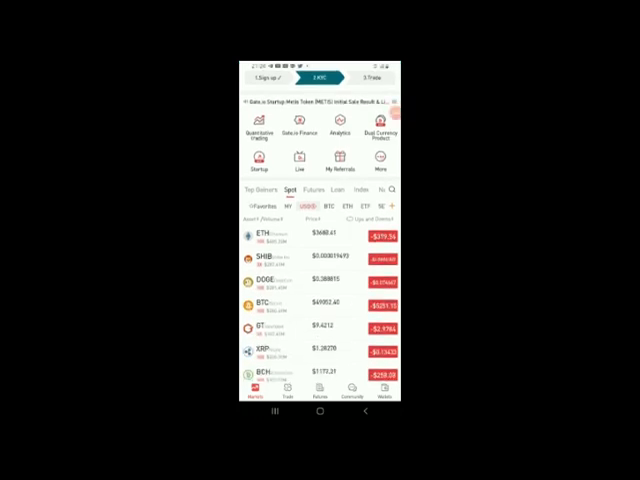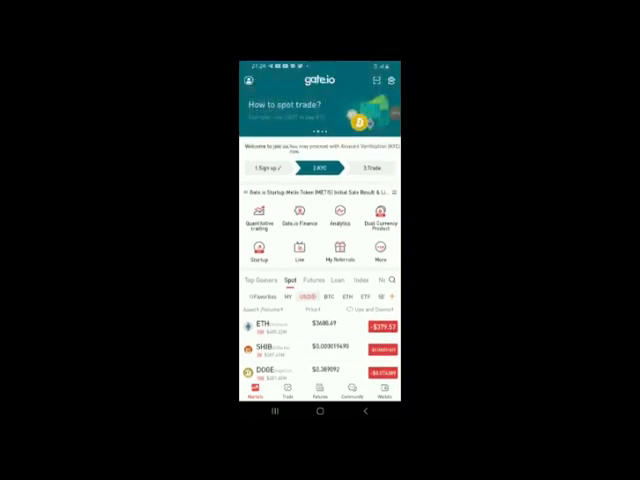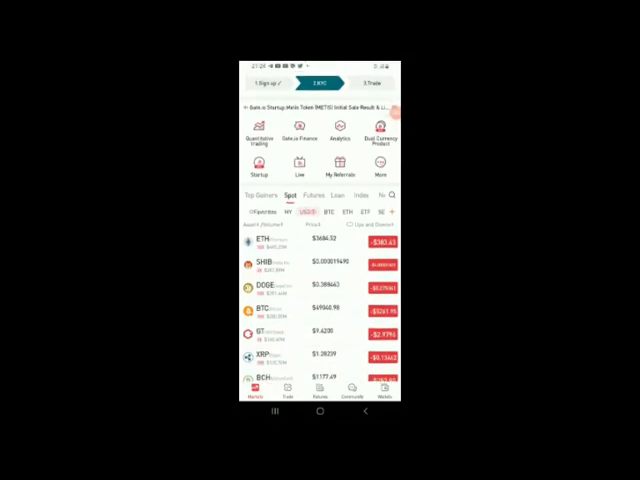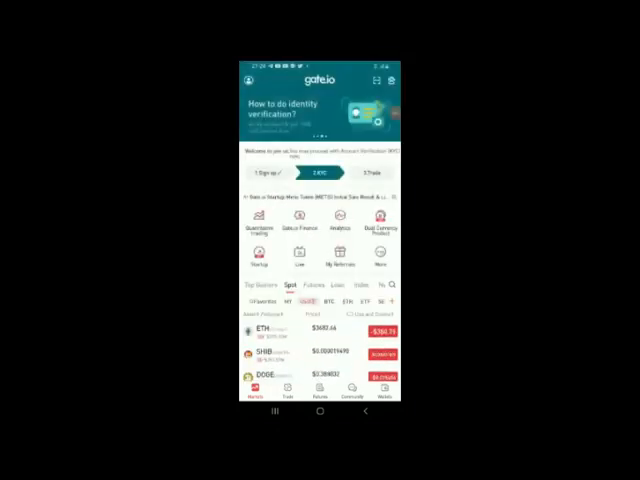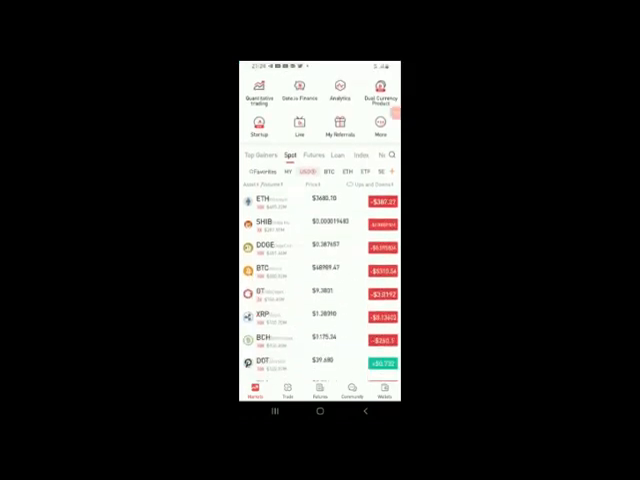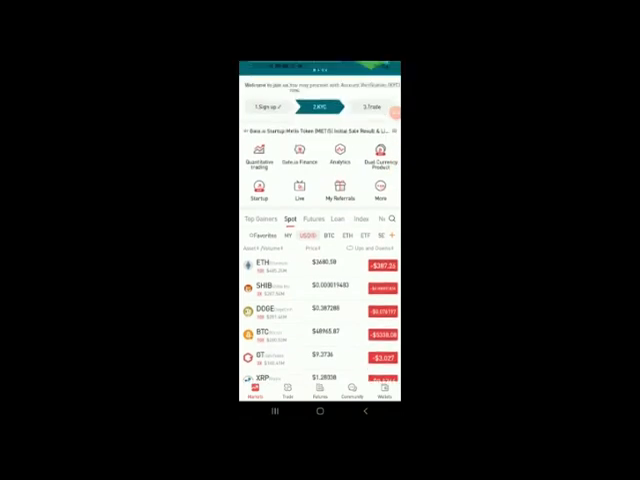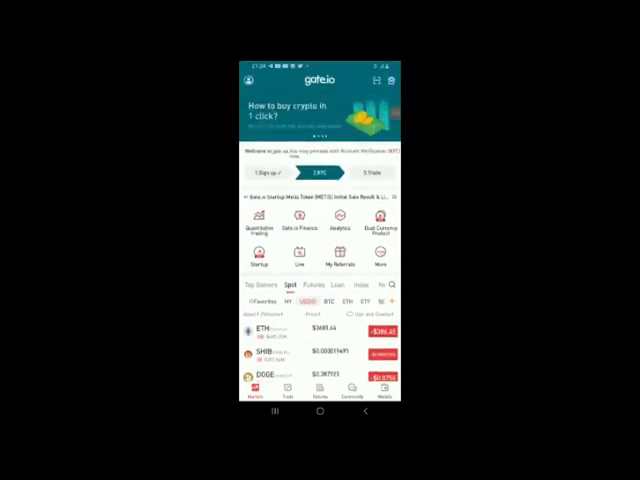Now I won't really go much over the different aspects of Gates. Let me just go straight to the buying and selling. Later on, I know in the course there will be a full detailed explanation on all the aspects of Gates and what to do. But for now, let's get on to buying and selling on Gates.